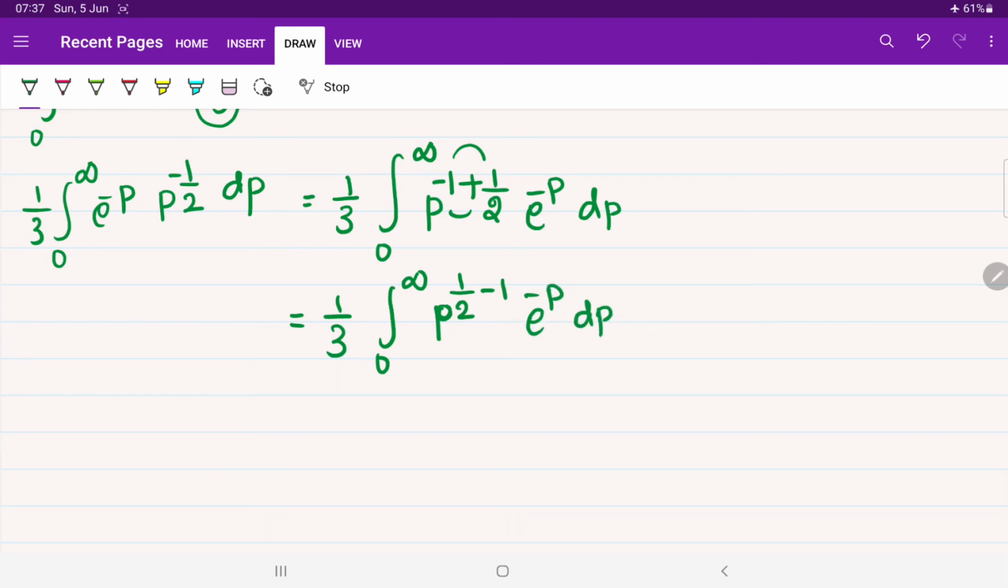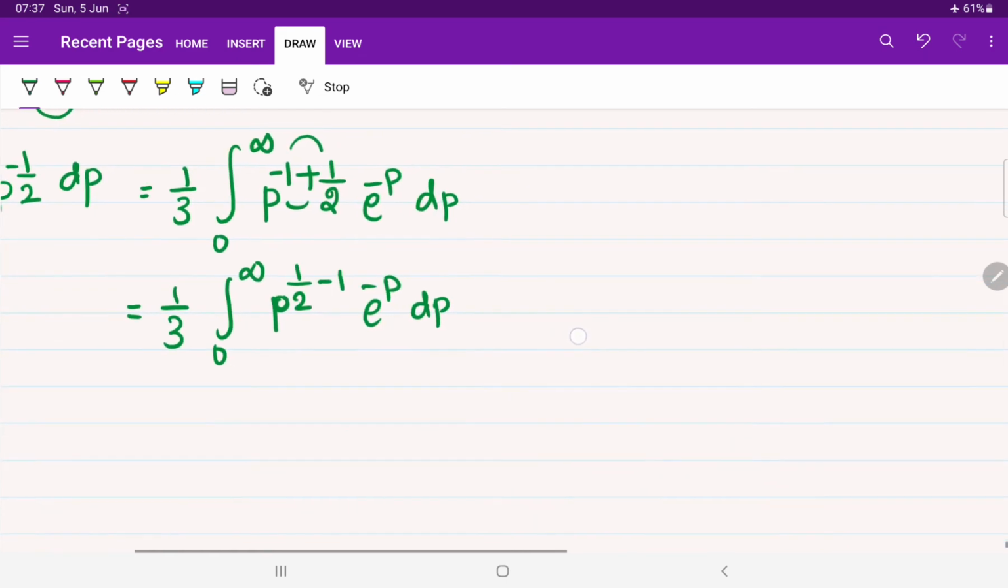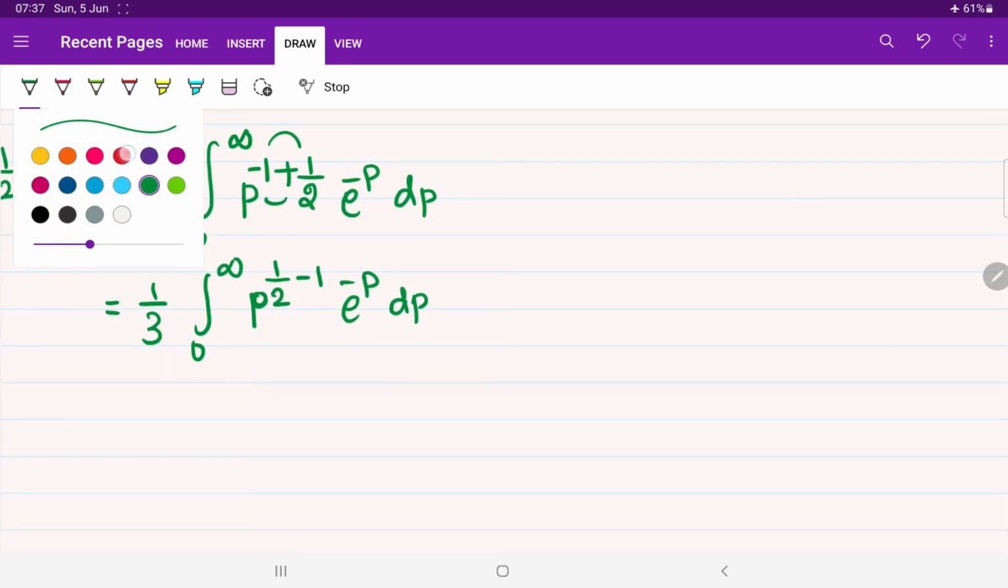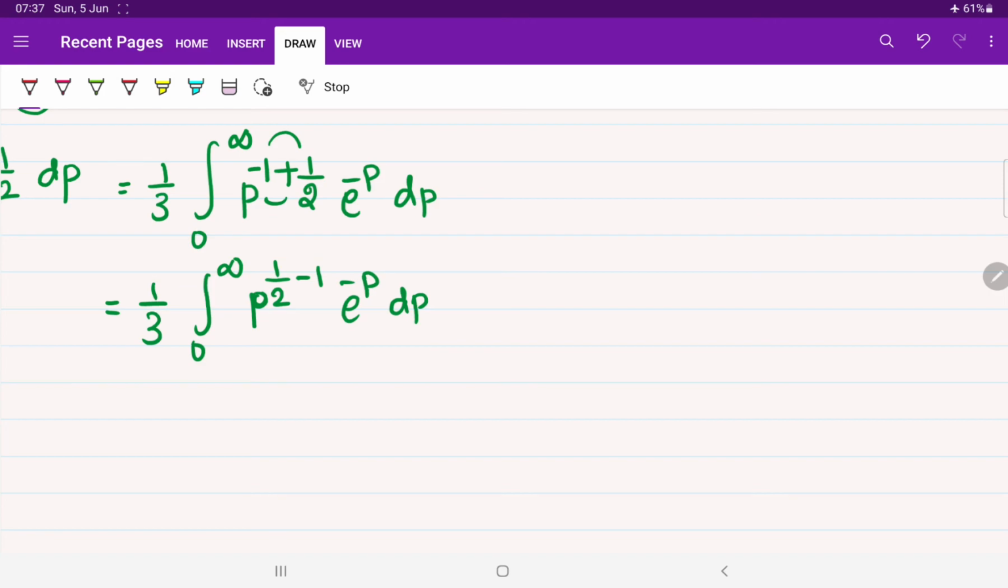Okay, sir, we got some conclusion. Why are you doing this? What is the purpose? The purpose is, we are having some standard rule like gamma functions. You might have read this. Gamma function of n can be written as integration of 0 to infinity into p power n minus 1 dot e power minus p into dp. This is simply called gamma function.